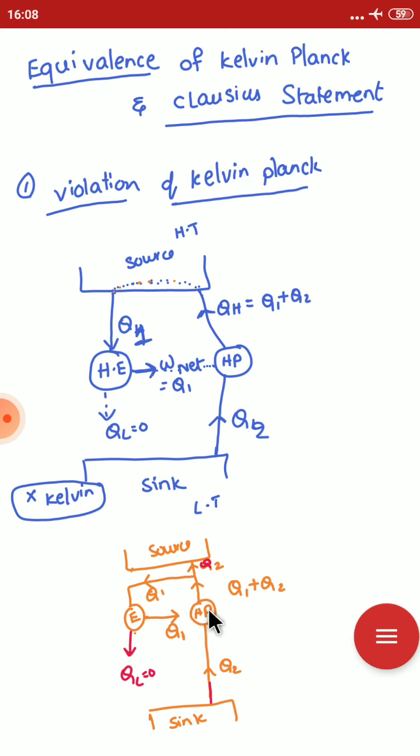Here, if you combine both and see, both work as a heat pump only, without any expenditure or external heat supply. It is extracting the same amount of Q2 from the low temperature body and supplying it to the high temperature body. So it is a violation of the Clausius statement. So the violation of the Kelvin statement leads to the violation of the Clausius statement.